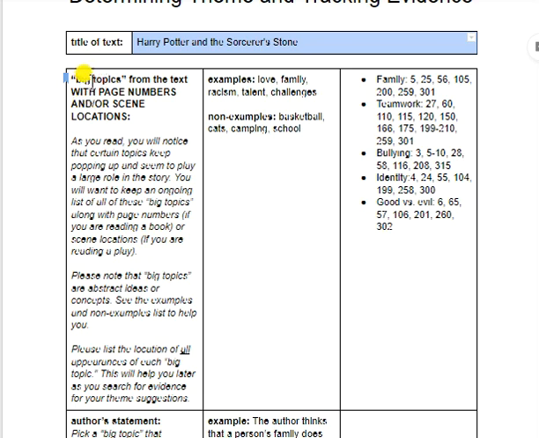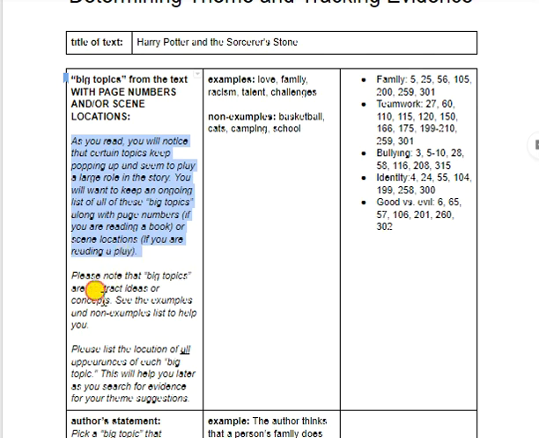But basically, as you're reading, you're kind of trying to pick out what big topics from the text are coming up. As you read, you will notice that certain topics keep popping up and seem to play a large role in the story. You'll want to keep an ongoing list of all of these, quote, big topics, along with page numbers if you are reading a book, or if we were doing a play, it would be scene locations. Okay, I try to make this neutral. That's why I list both in case I ever decide to do a play.